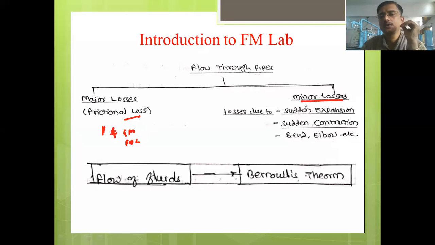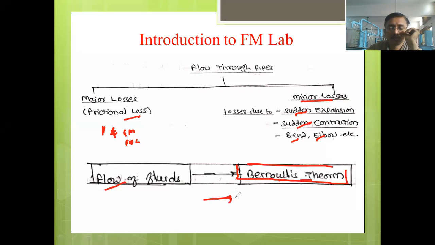Here we have a setup for finding the head loss due to sudden expansion, sudden contraction, and head loss due to elbows and bends. And last is the flow of fluids. Here we have the device for Bernoulli's theorem. Here we verify the statement of Bernoulli's theorem, what he has given in the statement, we verify that.